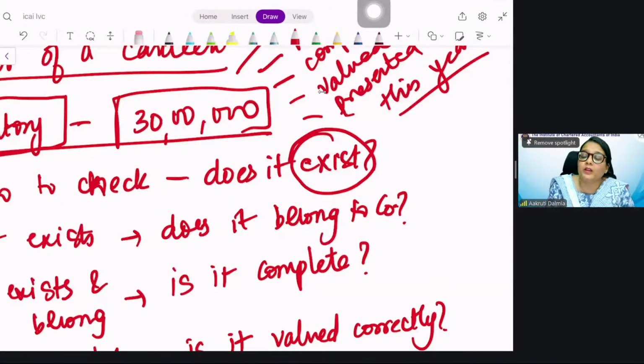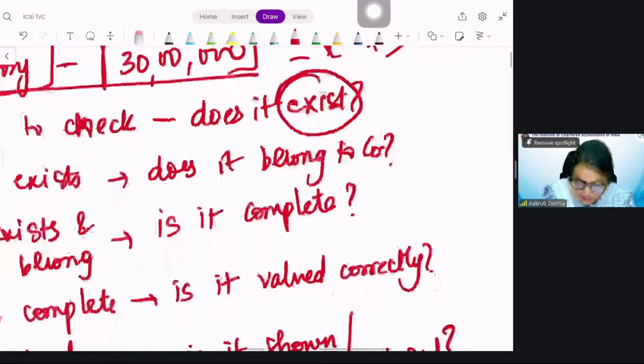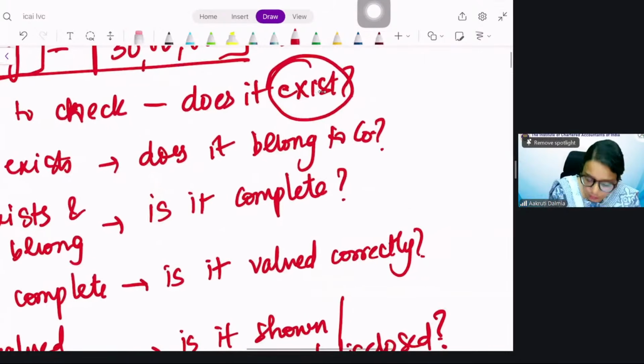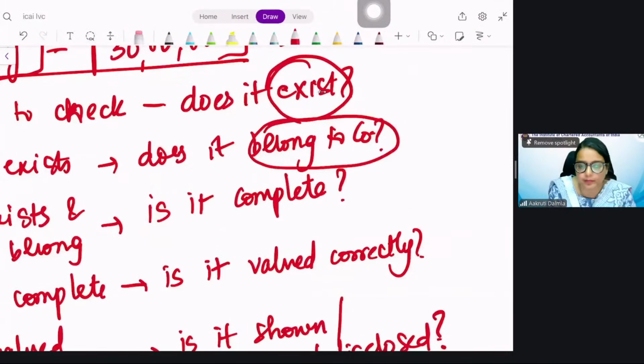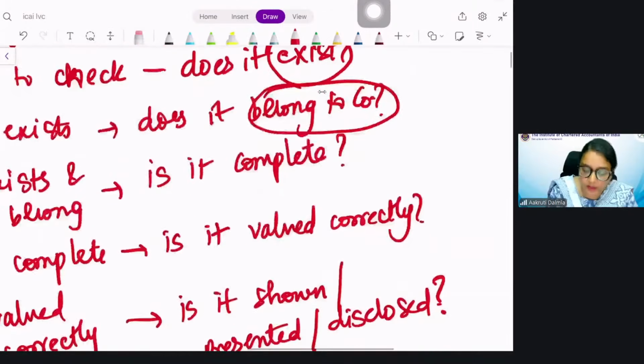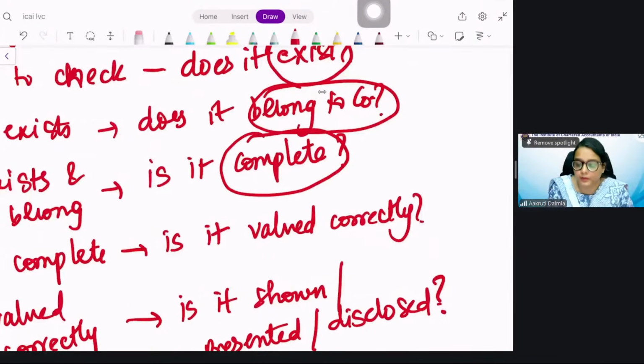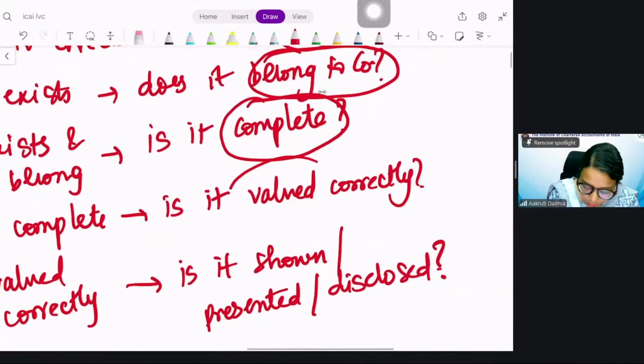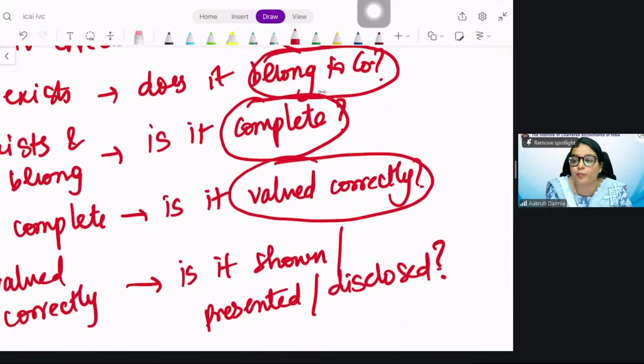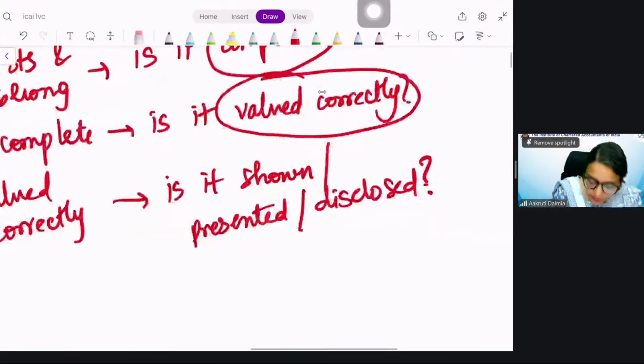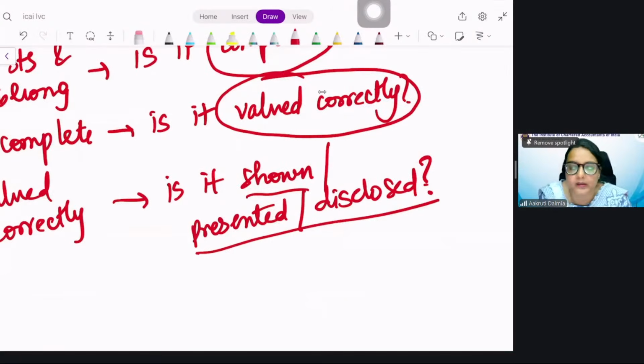By seeing the bills, what all can she know? By seeing the name on the bill, she can know it belongs to the company, ownership. By seeing all 100 bills, and the calculation coming as total, she can see it is complete. By seeing the valuation, she can know it is valued correctly. By seeing the date on the bill, she can know it is from this year only. And by seeing the P&L and balance sheet, she can know it is shown, presented, and disclosed correctly.